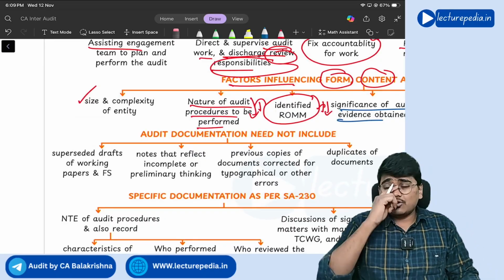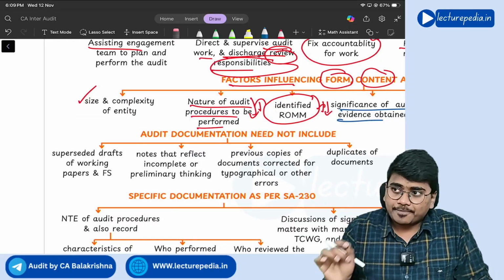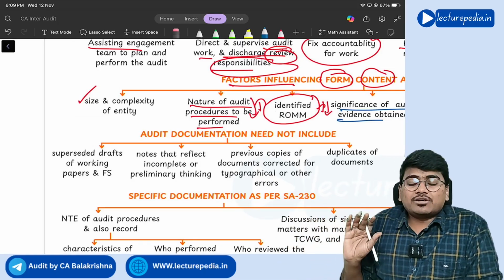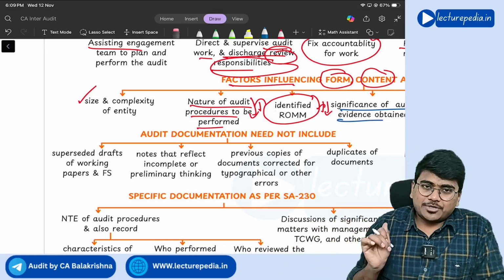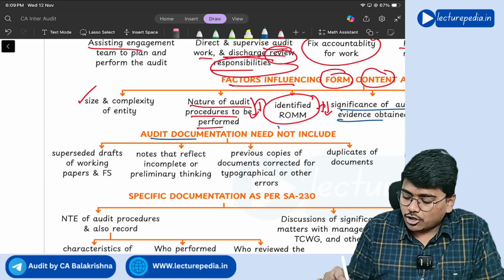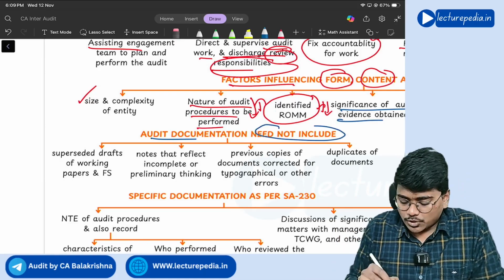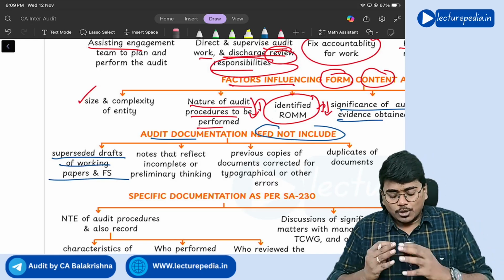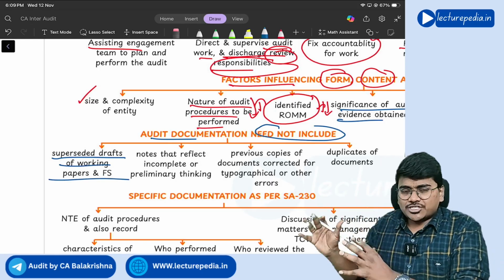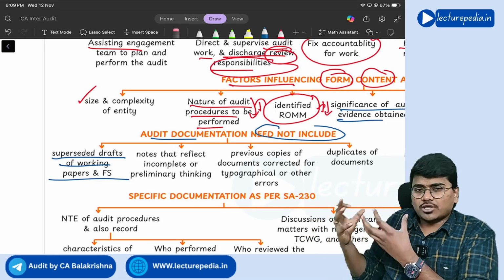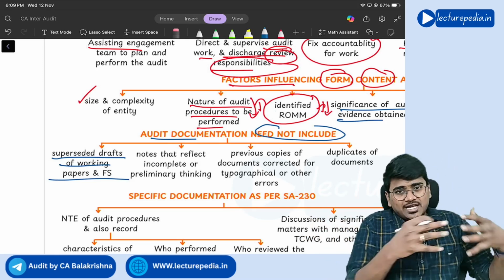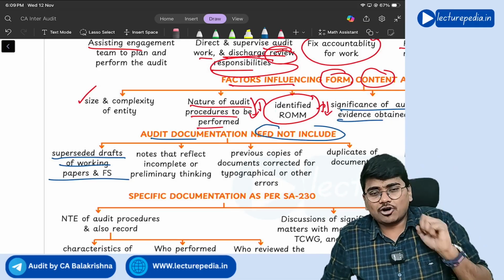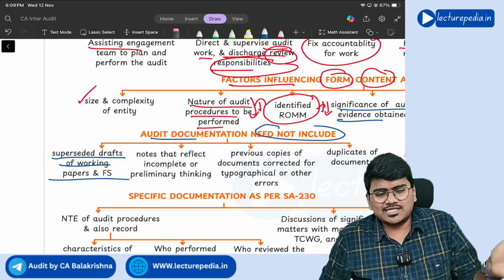Next, now there are certain things that need not be kept in the audit documentation. So what are the things that need not be kept in the audit documentation? Let us see. Audit documentation need not include superseded drafts of working papers and financial statements. So before you prepare a final version of a financial statement or a document, you will have various draft versions. Those draft versions need not be kept in the documentation file. Understood? You can discard them.